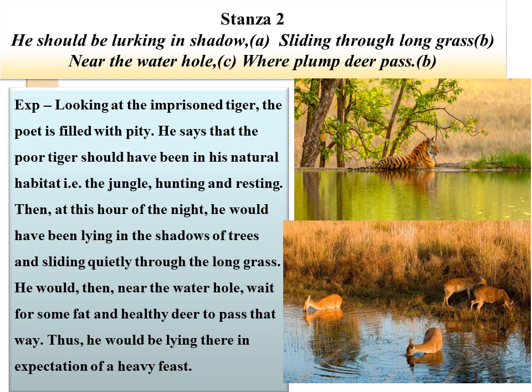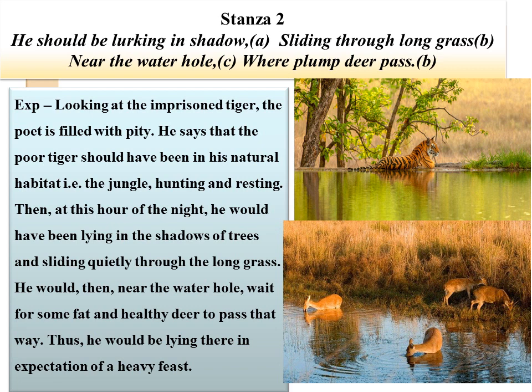This tiger will definitely go to find its prey near the water hole. The tiger will catch a plump deer. He is hoping to get a plump deer. Plump means fat. But where is the tiger now in the poem? The tiger is helpless inside the cage. He is not lurking in shadow to hide itself. It is in the open ground inside a cage. Everybody can see him.